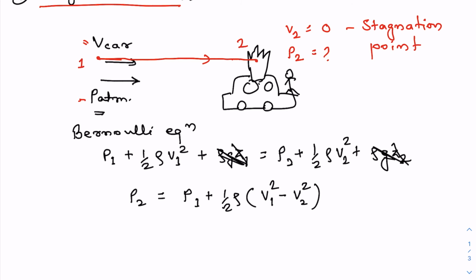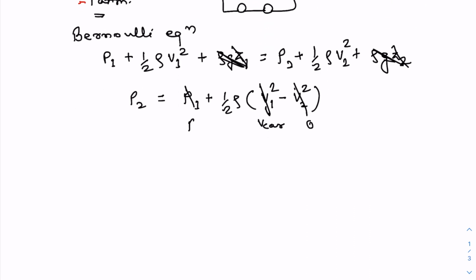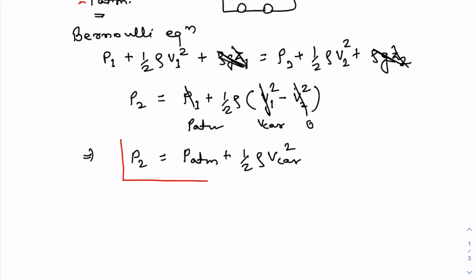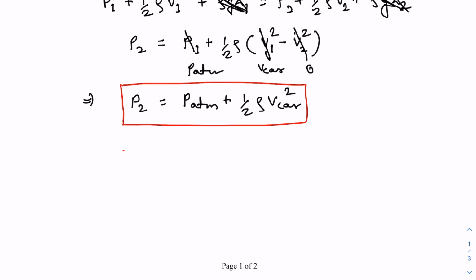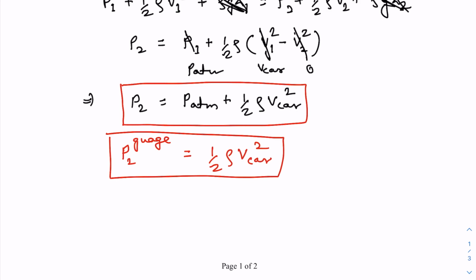And since point 2 is a stagnation point, V2 is 0 and V1 is V car and P1 is atmospheric pressure P atm. So P2 is basically P atm plus half rho V car squared. So this is the pressure that your hand will feel, and in terms of gauge pressure, your hand will feel half rho V car squared. This much gauge pressure.